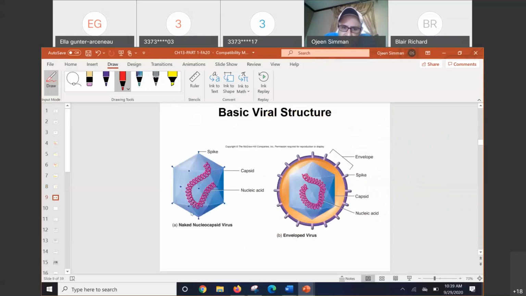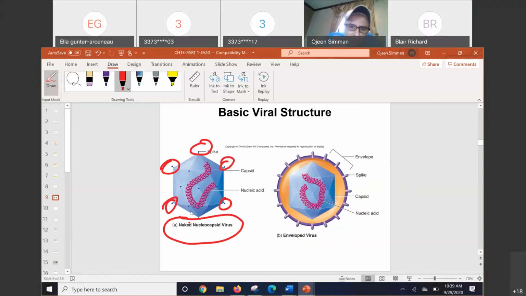This is a difference between a naked nucleocapsid virus, because all it has is the capsid and the nucleic acid. Notice that the naked nucleocapsid virus has spikes, and it needs these spikes to attach.